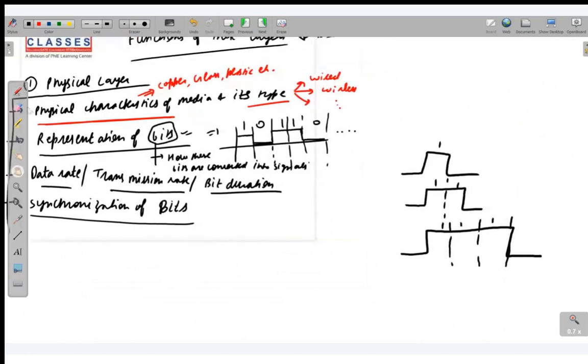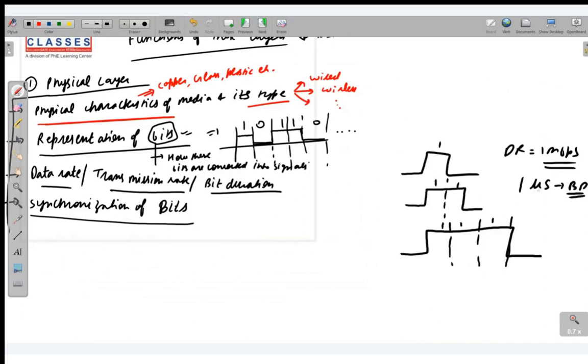my data rate is 1 mbps, that means 10^6 bits per second, or 1 bit lasts on the transmission media for 1 microsecond. 1 microsecond is the bit duration. A microsecond is a very, very small instant of time. 1 second, we do not even know when it goes. So 10^-6 seconds is really a very, very small amount.